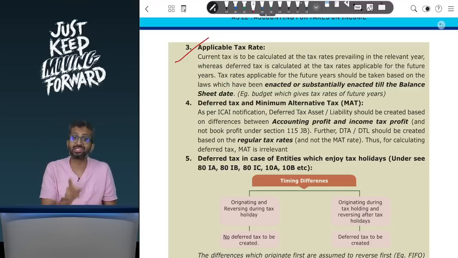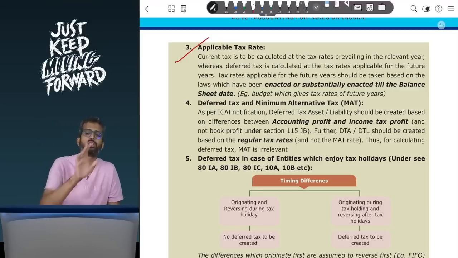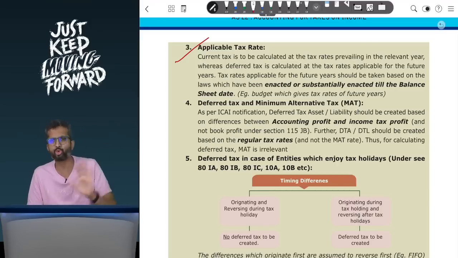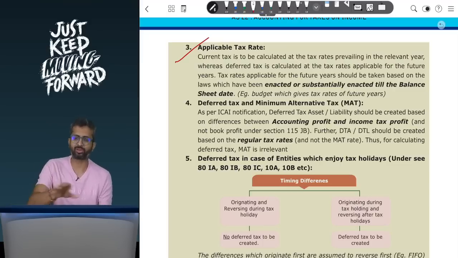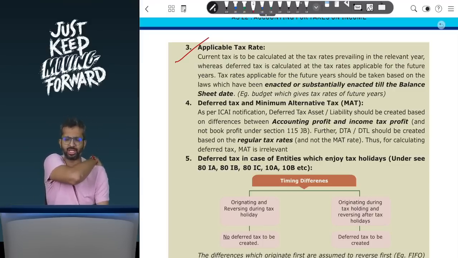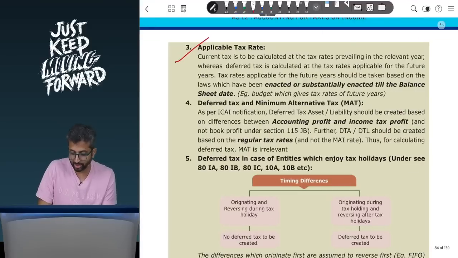So the standard says you will create it based on tax rates which have been enacted or substantively enacted till the balance sheet date. Like there is a budget which comes usually in February. So in the February budget, you will be given the possible tax rate of the next year. So for deferred tax, you can take that tax rate. For current tax, which was earned for profits earned in that year, you will take the same tax rate. But for deferred tax, you will take tax rates which have been enacted or substantively enacted, like the budget, given till the balance sheet date.